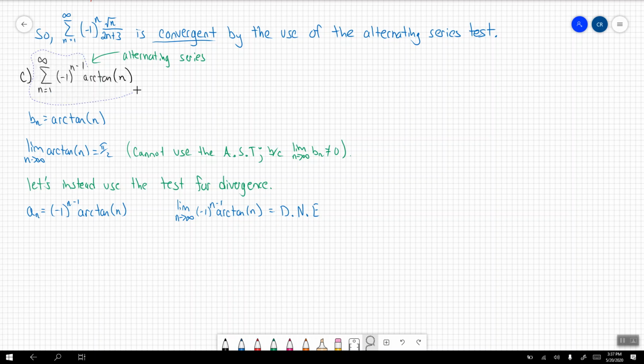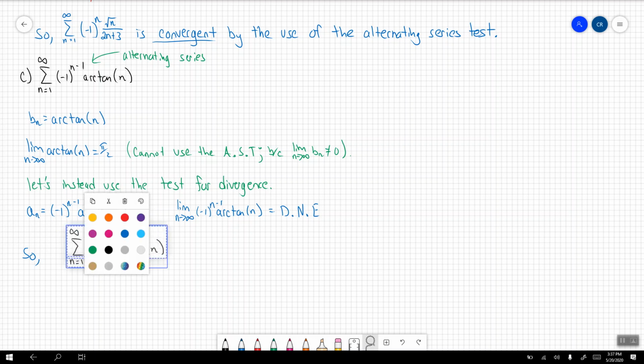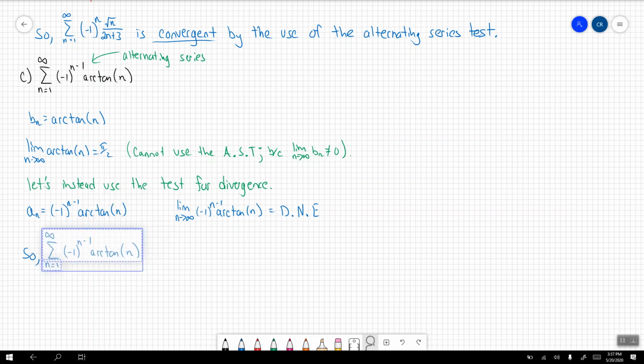That's really good for us, really good for business. So let's copy that and go down here and insert it. Let's make this blue. There we are, looking good. Let's move it here. So that series is divergent by using the test for divergence.